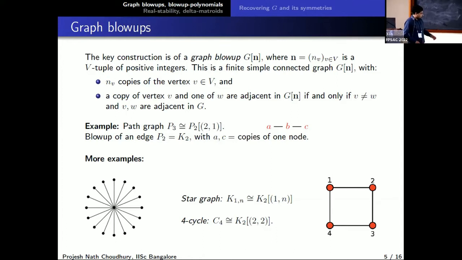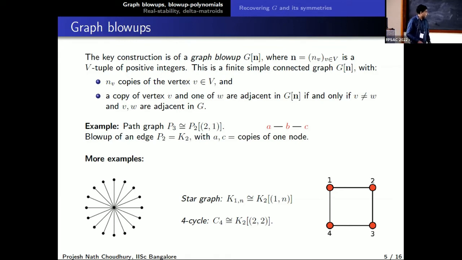And similarly for the cycle graph on 4 vertices, start with an edge, namely 1, 2. Now create 2 copies of vertex 1, namely 1 and 3, and 2 copies of vertex 2, namely 2 and 4. Now 1 is adjacent to 2, so 3 must be joined to 2. So 1 and 3 are adjacent to 2. But 4 is a copy of vertex 2, so 1 and 3 are also joined to 4. But 1 and 3 are copies of the same vertex, so they are not adjacent. And similarly 2 and 4. So these are some examples of blow up of an edge.